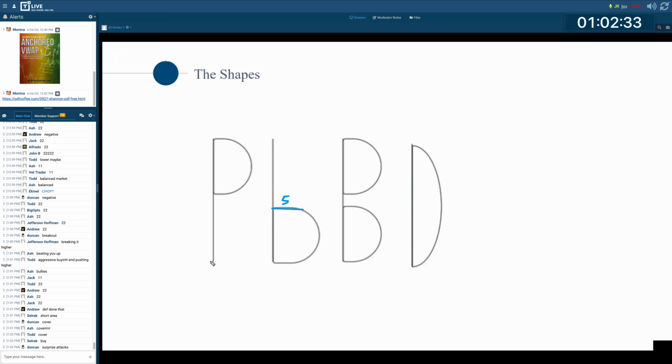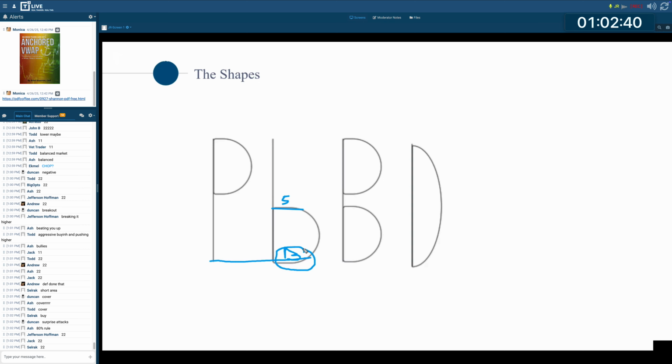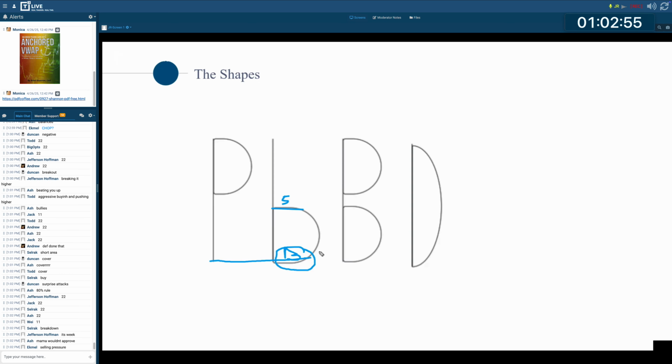Is it safe to buy the bottom of the value area here? Is that a safe trade? Is that one you take home to mama? Why not? Why wouldn't you take that home to mama? What do you have against B-shaped profiles? Well, yeah, exactly. They're indicative of weakness, right?